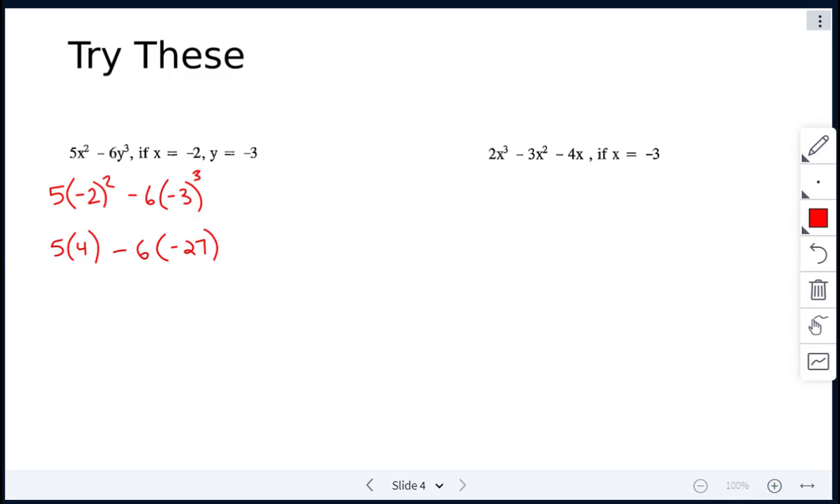All right, so next we're going to multiply. We have 5 times 4, which is 20. And then here, negative 6 times negative 27. So put that into your calculators, negative 6 times negative 27, which gives me positive 162. All right, so next we would add those two together, 20 plus 162, which gives me 182.